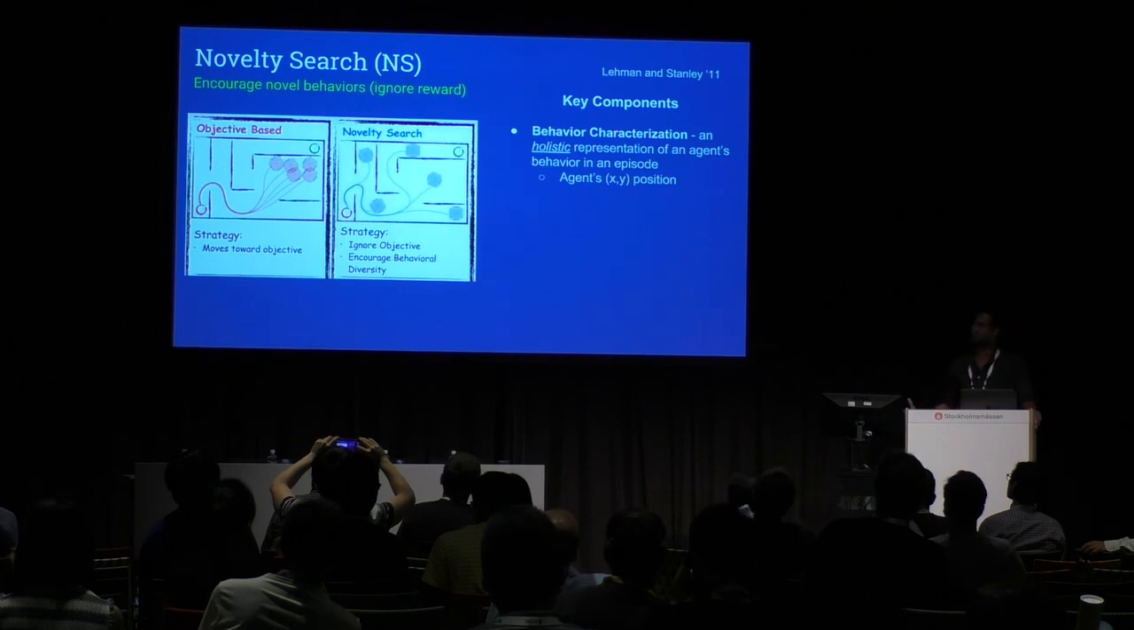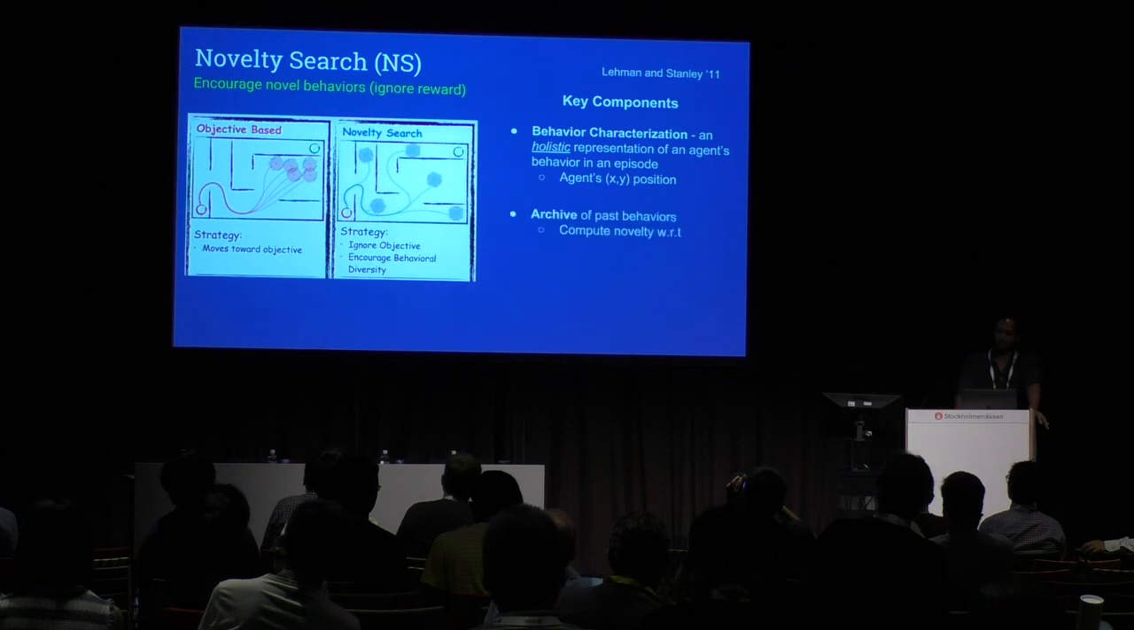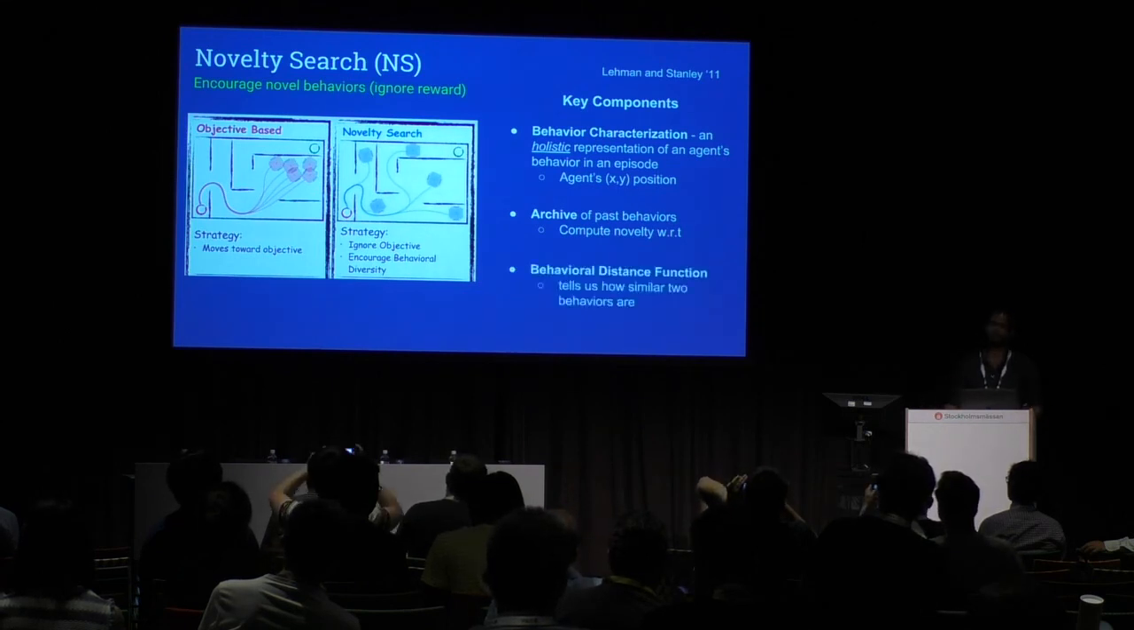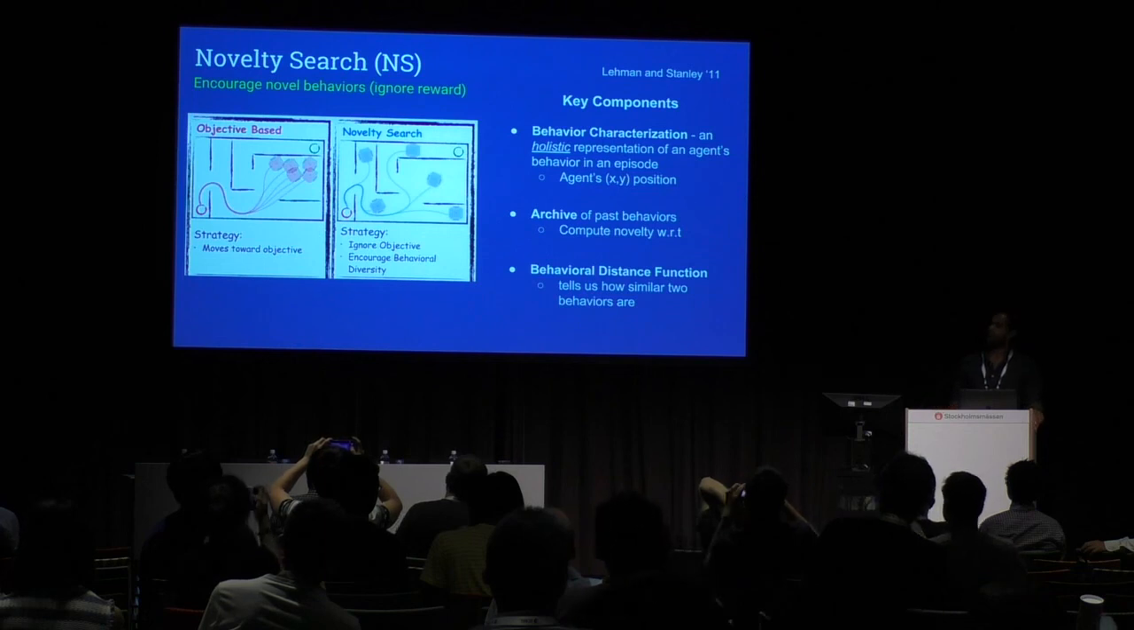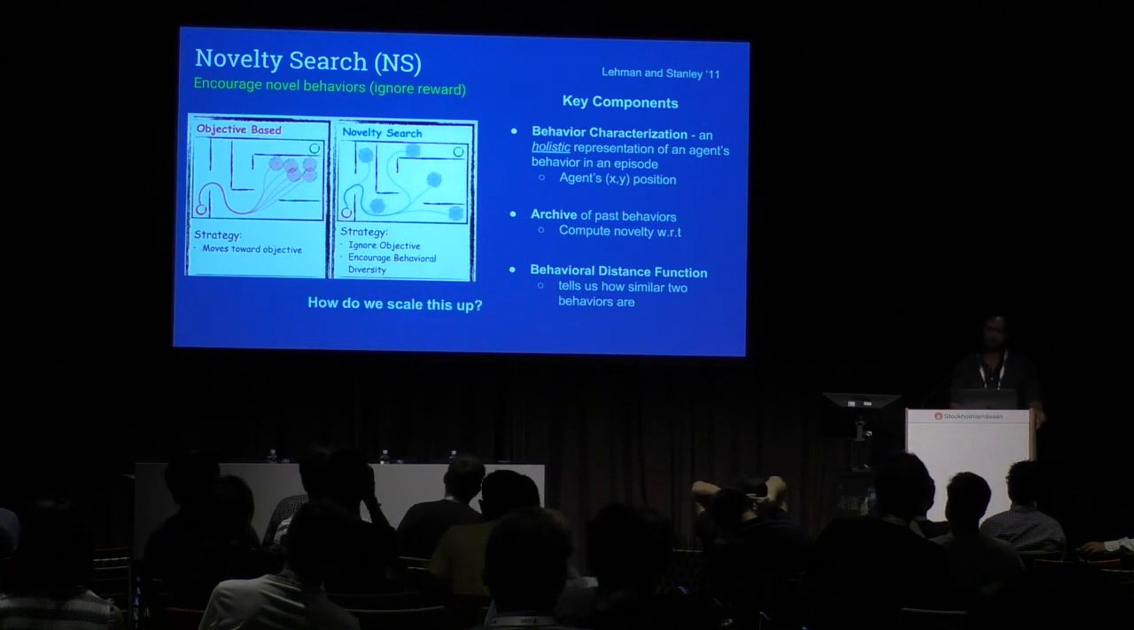The first is a behavior characterization, which is a holistic representation of what an agent's behavior is in this episode. We can consider an example of this to be an agent's XY position in its trajectory. The second is an archive of past behaviors, which we store to compute the novelty of our current policy. The last one is a behavioral distance function, which tells us how close or how far we are from our previous behaviors. And so the natural question now becomes how can we scale this up to the deep reinforcement learning setting?